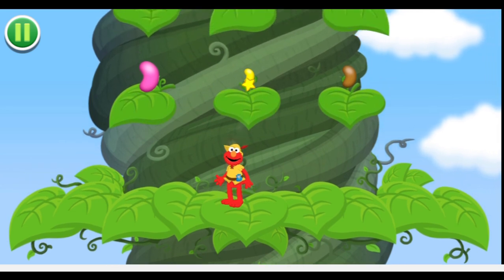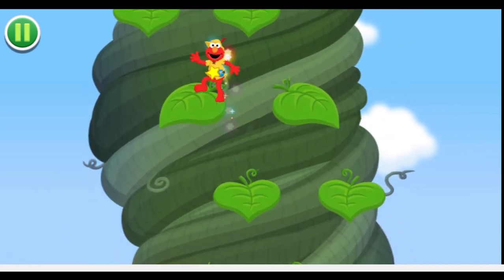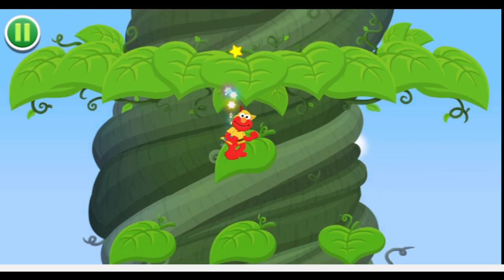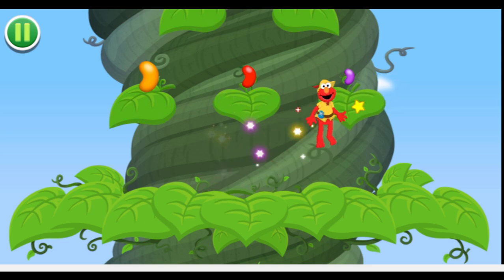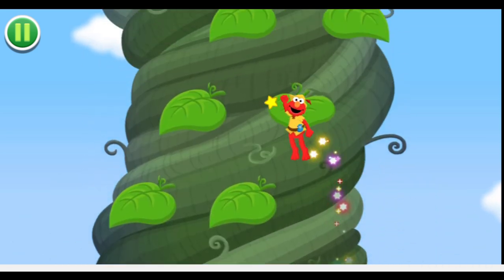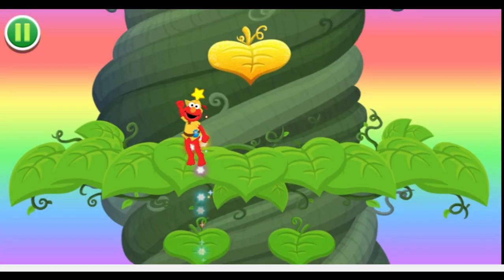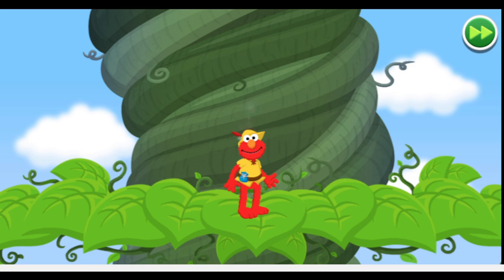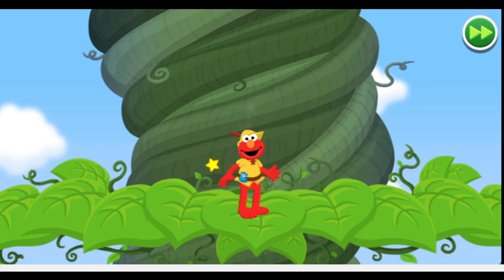Keep looking for all the smallest beans! Excellent! Keep looking for all the smallest beans! Nicely done! Mega Bones! We found so many beans! Now let's find more beans!